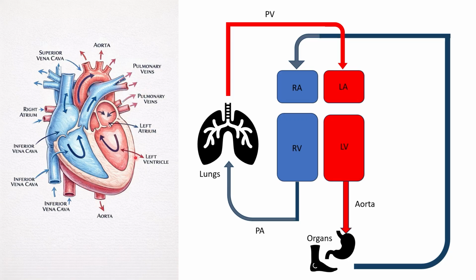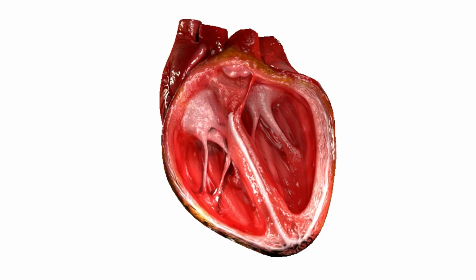The tricuspid and mitral valves are atrioventricular valves controlling inflow into ventricles, while the pulmonic and aortic valves are semilunar valves controlling ventricular outflow. On the right of this slide, you can see a schematic diagram of the circulation circuit in the body. And this is an animation of the heart showing both ventricular section and the valves.